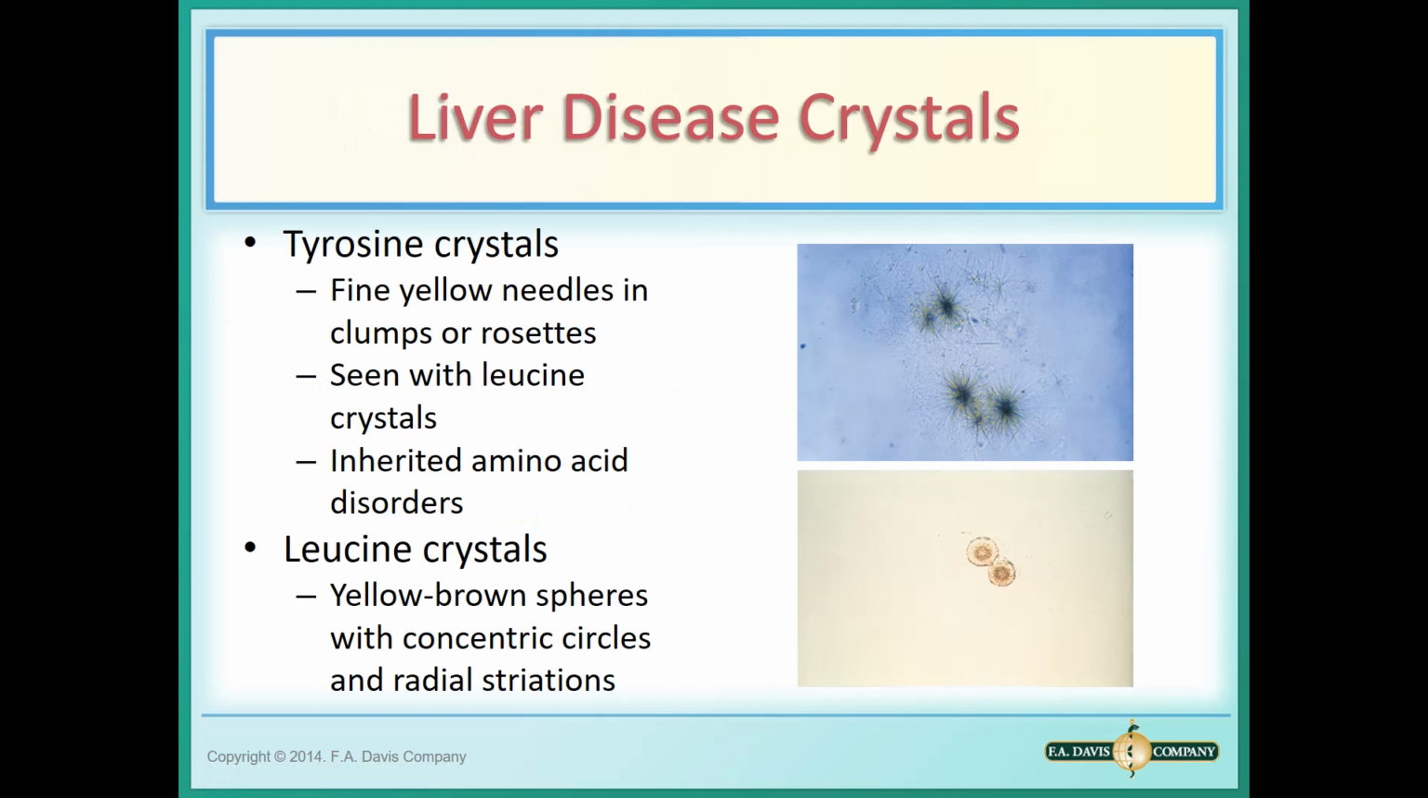One of the other really significant crystals that we see is both tyrosine and leucine, two more super significant ones, indicating liver disease. Tyrosine crystals are very, very fine needles that form into a clump or a rosette. We often see them with this other crystal called leucine that I will show you in just a second. This is also an inherited amino acid disorder. And so when we see this, it's highly indicative of liver disease.